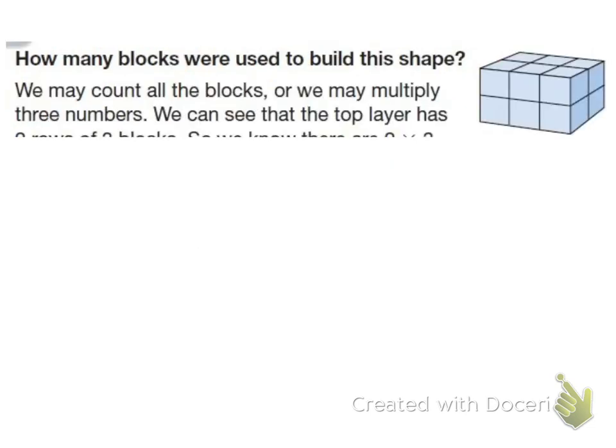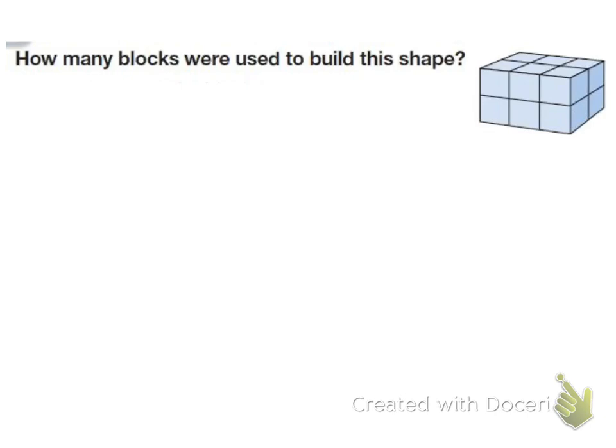All right, so here we have my problem. How many blocks were used to build this shape? Well, I can count all the blocks, or I can multiply three numbers. I can see that the top layer has 2 rows of 3 blocks. 2 rows, and there's 3 blocks. Okay. So I know that there are 2 times 3 blocks on the top layer.